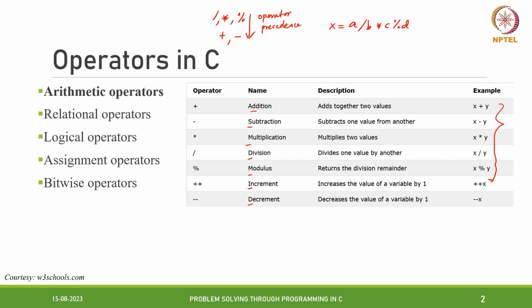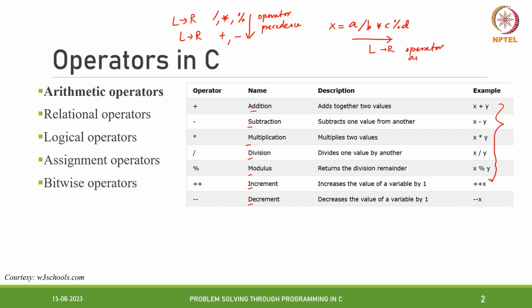So what operator associativity says is that when there are operators of similar precedence, we have a particular associativity that is to be followed. In all these cases we have left to right associativity. That means we will go from the left of the expression towards the right and start evaluating. So first we will do a by b. Whatever answer we get, we'll multiply it with c, and then whatever answer we get, we'll do a modulo operation with d. So it has left to right operator associativity.